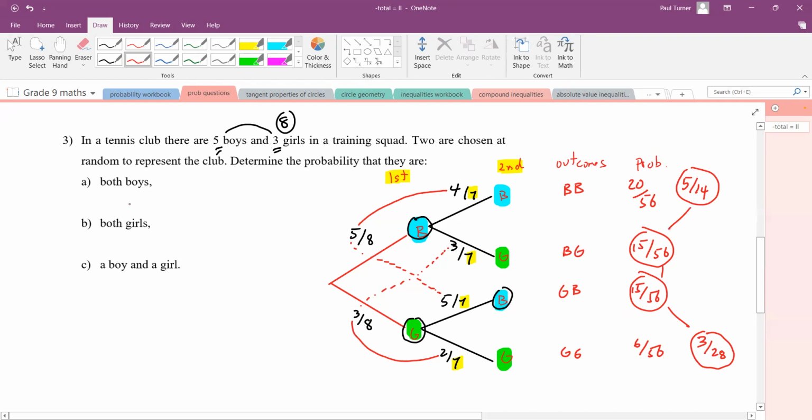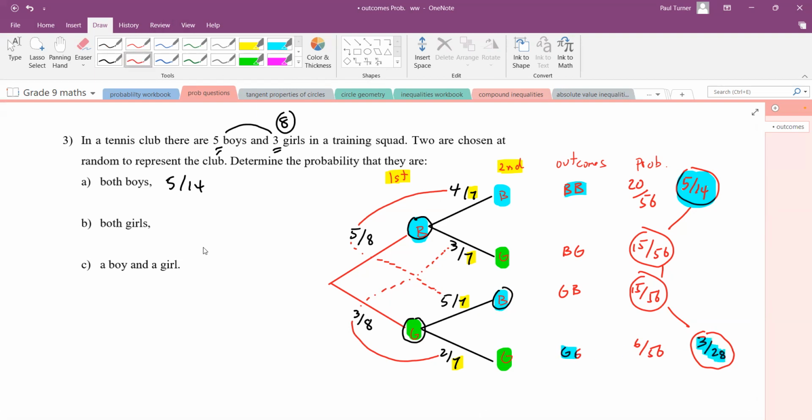So what's the probability we're going to get 2 boys? So 2 boys is already listed in our tree. So that's going to be 5 out of 14. 2 girls is already listed as 3 out of 28. So that's listed down here. 3 out of 28.